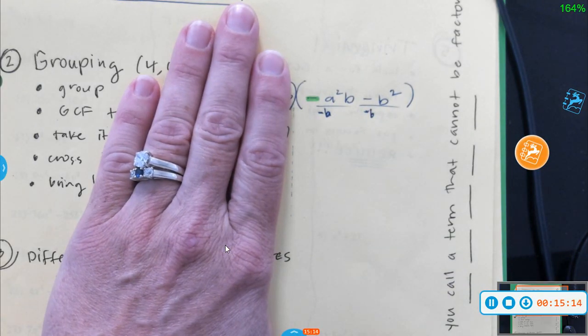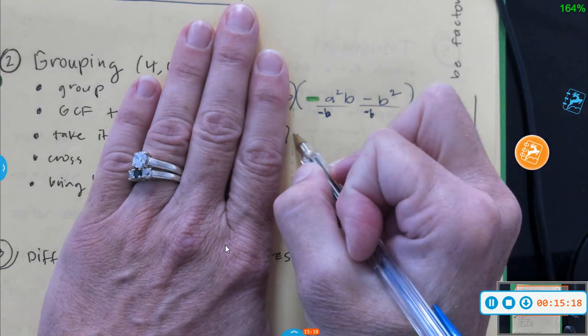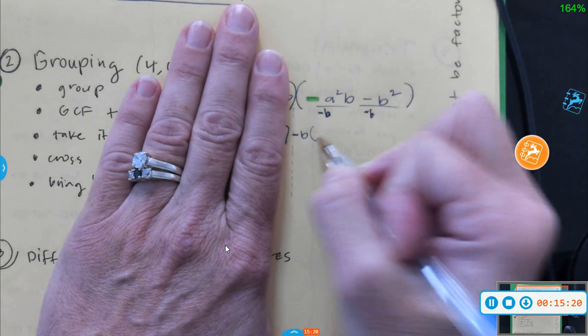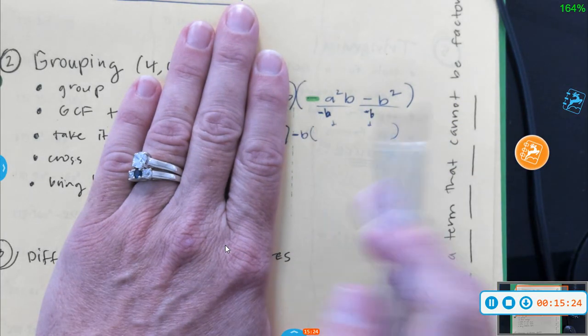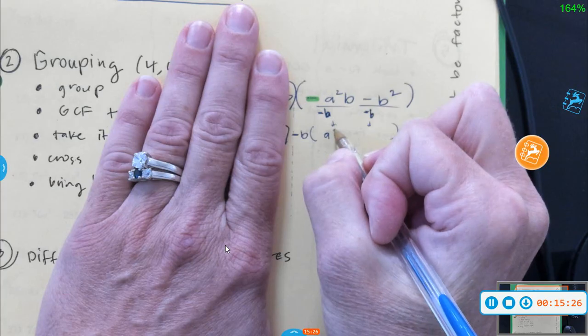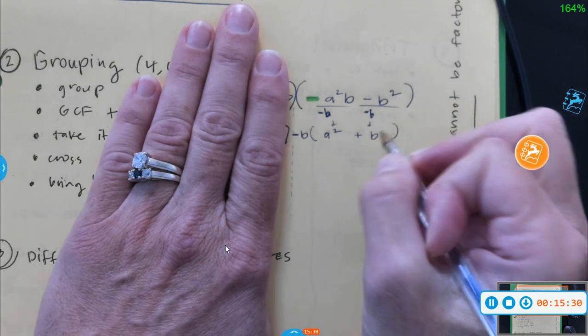What are your rules? Take it out, put it out, bring your leftovers down. So take out your negative b, and then bring down what's left over. A negative divided by negative is going to be a positive a squared. A negative divided by a negative is going to leave me with a plus b.